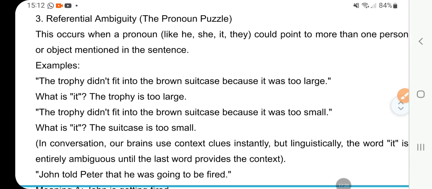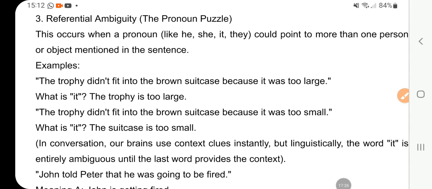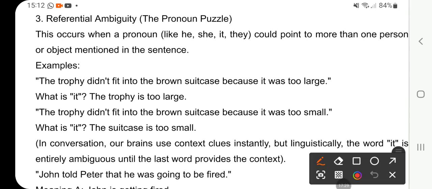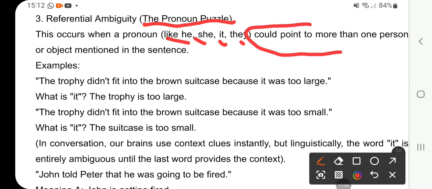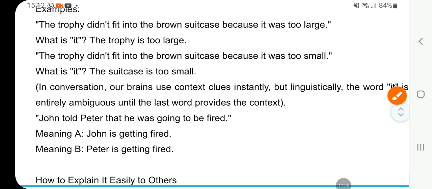Now next is referential ambiguity, which is very important. Referential, pronoun reference, when we give reference, this occurs when a pronoun like he, she, it, they could point to more than one person. Very important. Could point to more than one person or object mentioned in the sentence. Example. Through the example, you will be able to understand.